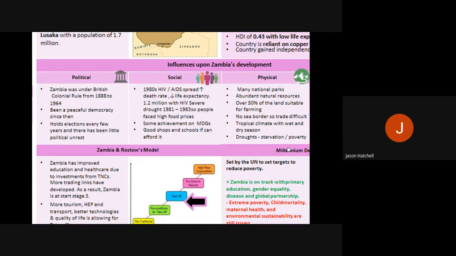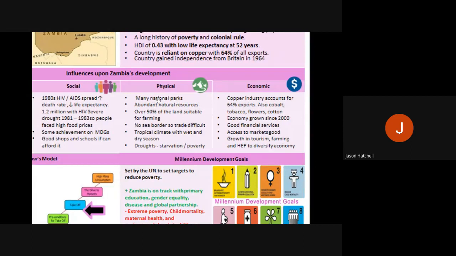In terms of its physical factors then, it has, I think it's 28 national parks in total. Some of them are very small, but there are a couple of notable large ones. It does have quite an abundance of natural resources, including copper. Over 50% of the total land in Zambia is for farming. A lot of that is subsistence farming, but some of it is developing into commercial farming as well, to be sold on for profit. There is no sea border, as we mentioned earlier, and it is a tropical climate, so it does make some farming difficult at certain points of the year, and that is what in the 1980s caused droughts, which in turn caused more starvation and poverty as a result.